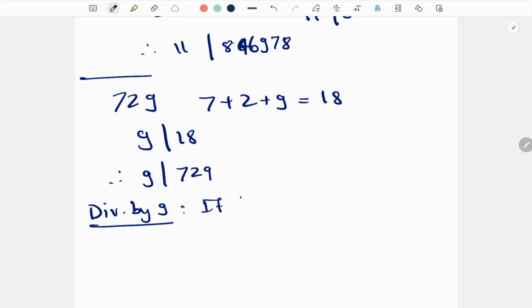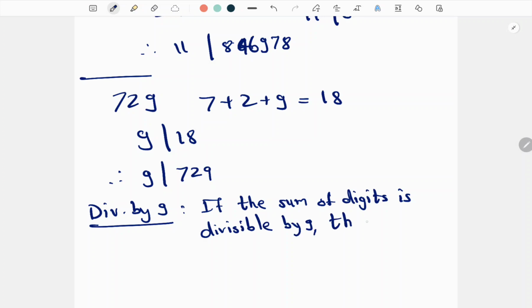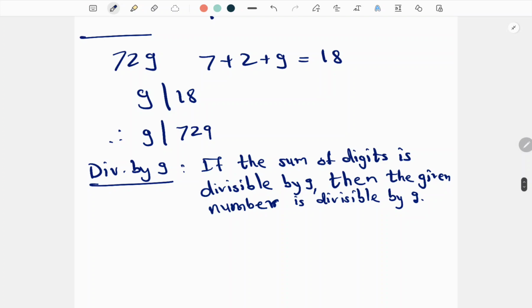So the rule for divisibility by 9: if the sum of digits is divisible by 9, then the given number is also divisible by 9. So that's the divisibility by 9.